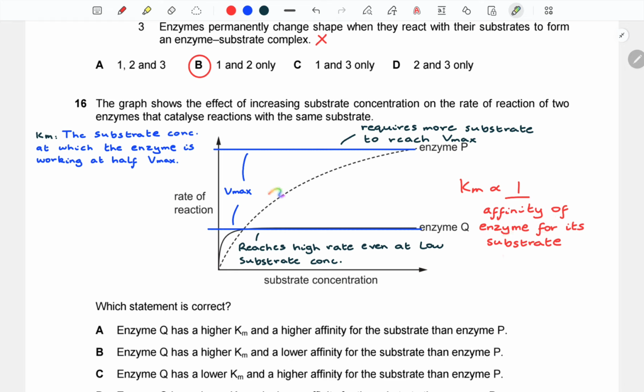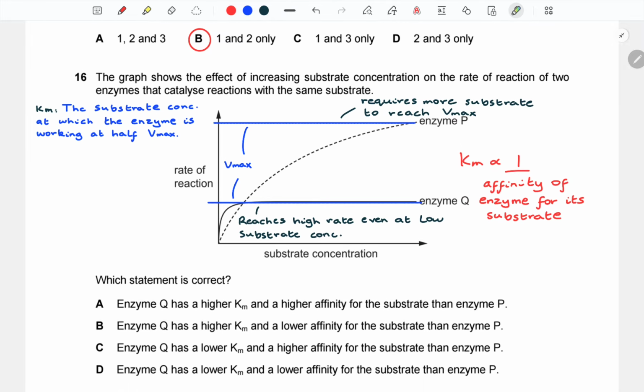So if we talk about enzyme Q, this reaches its Vmax value around here somewhere at a very low substrate concentration, extremely low substrate concentration, which shows that it has a very high affinity for its substrate, which means it has a low Km. So all of these match with option C. Enzyme Q has a lower Km as it has a higher affinity for the substrate than enzyme P.